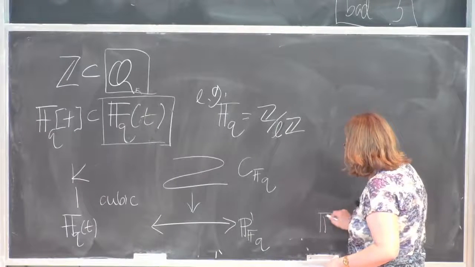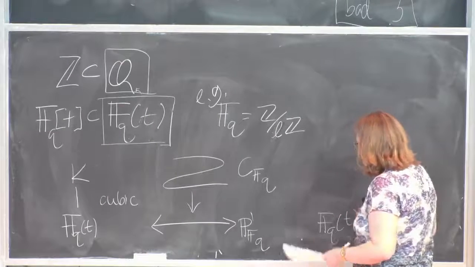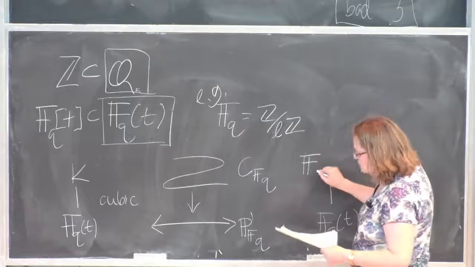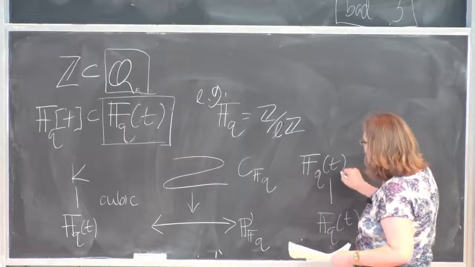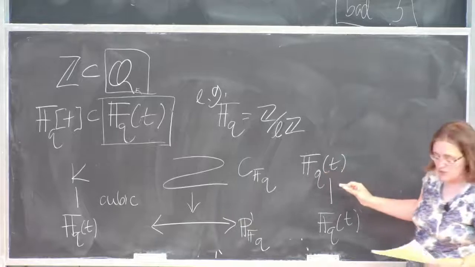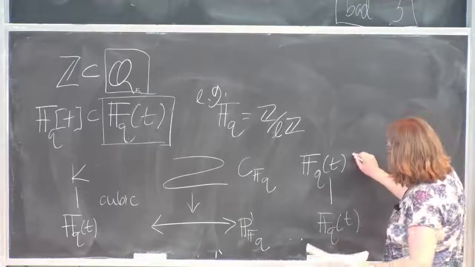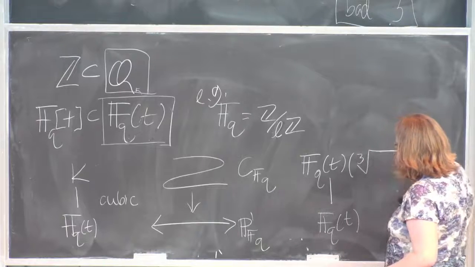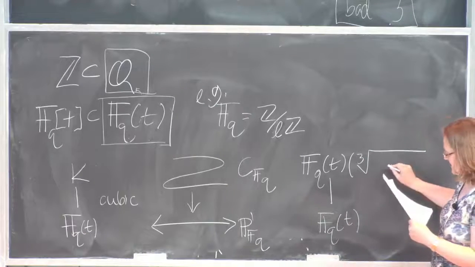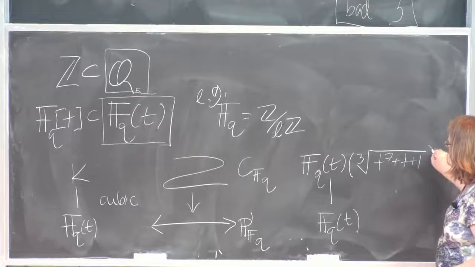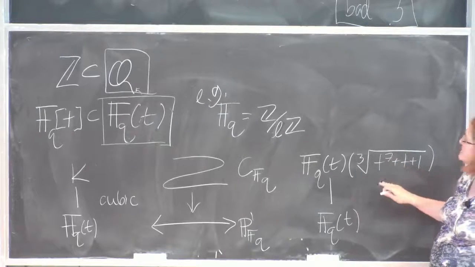Right? So say down here, this was like FQ of T. This extension, what's one way to build a cubic extension? Well, you could take the cube root of something, right? You could adjoin the cube root of, say, something in here like I said, t to the 7th plus t plus 1. Okay, so that's some way to make a cubic extension.